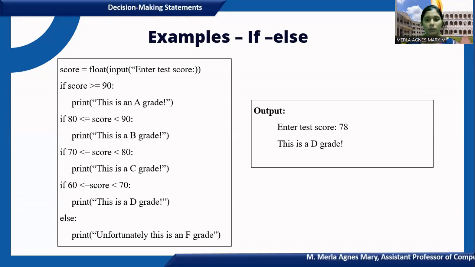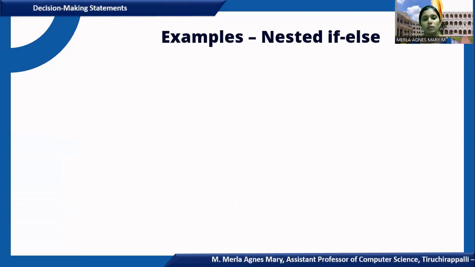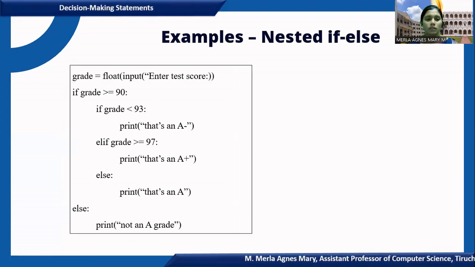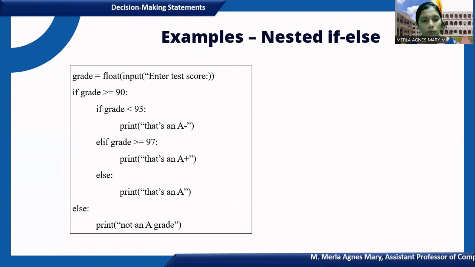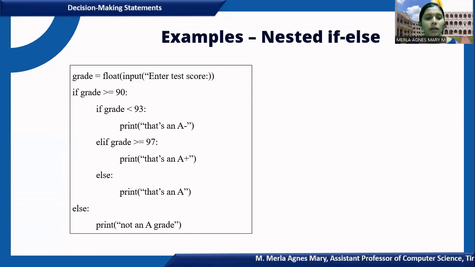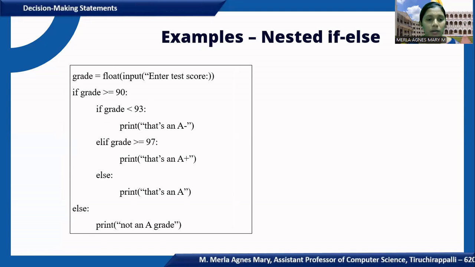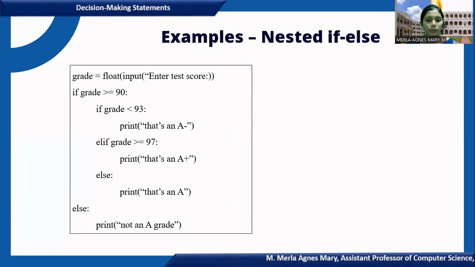Let's see an example of the nested if else. First, the same as before, we get the input in the form of float and give it to grade. For the first condition we gave, if the grade is greater than 90, and if the condition is true, it moves into the second condition, that is if the grade is less than 93, it will be printed as A minus.